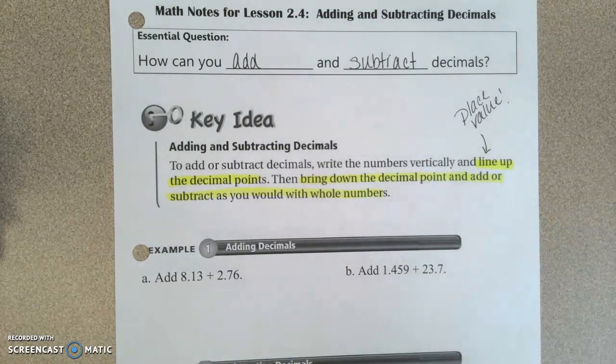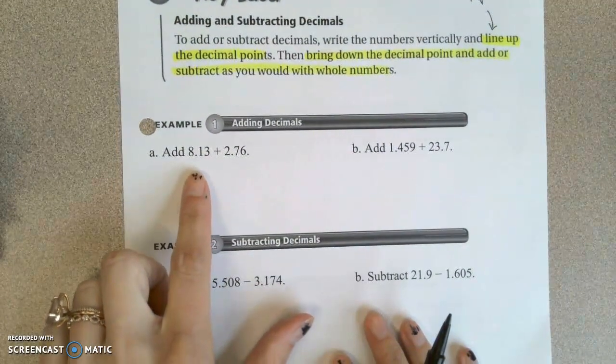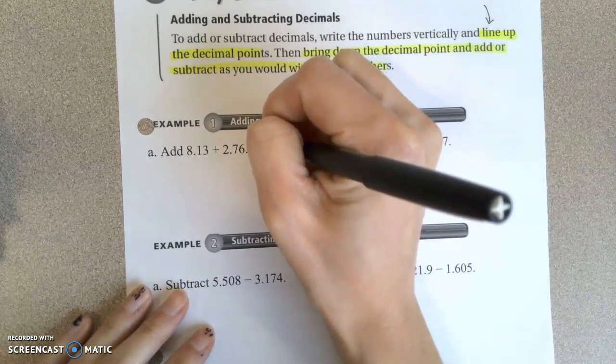Then you just bring your decimal point straight down into your answer, and then you add or subtract just like you do with whole numbers. So let's look at a couple of examples together. So 8 and 1300ths plus 2 and 7600ths. I'm going to set this one up.